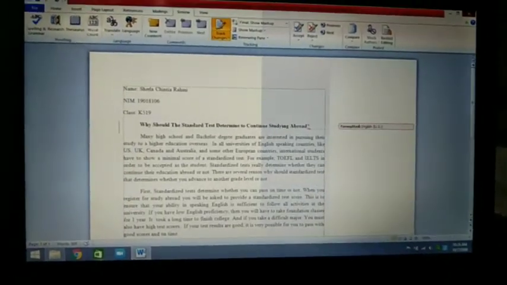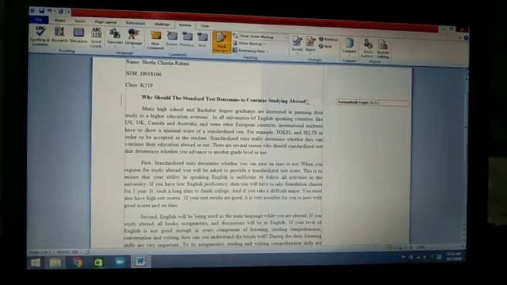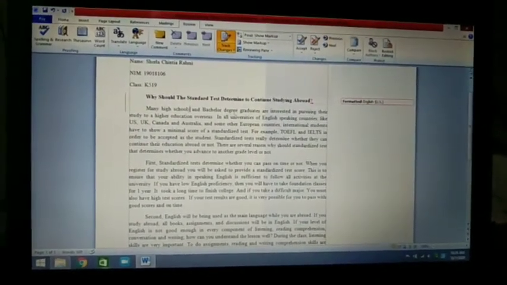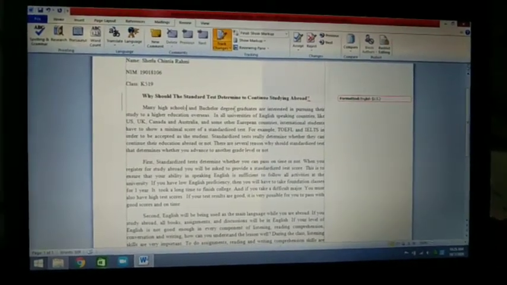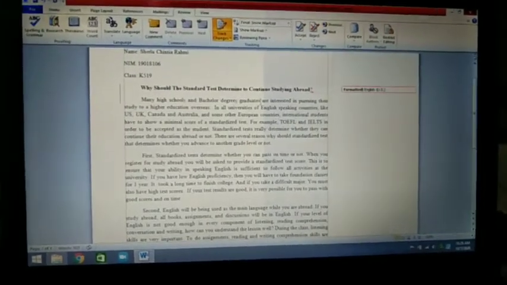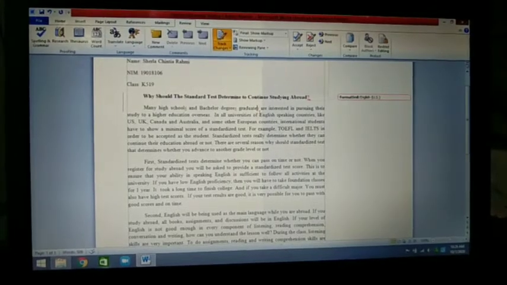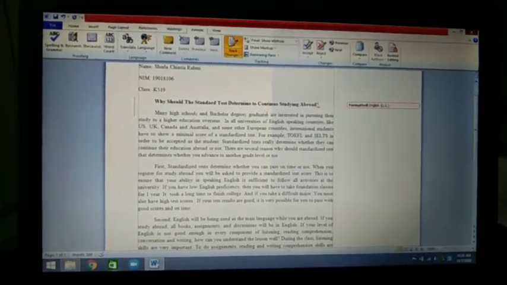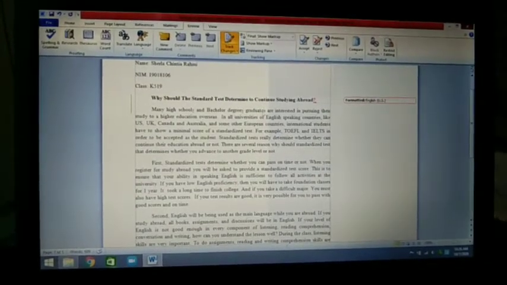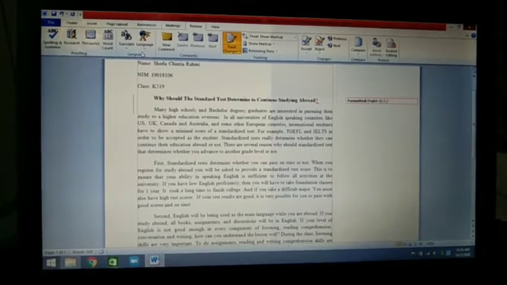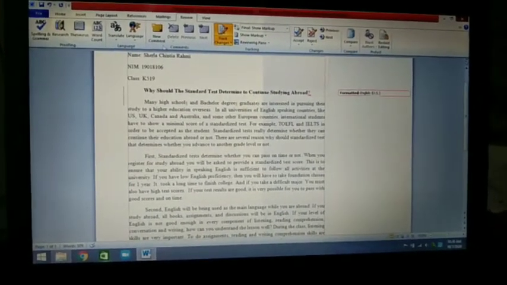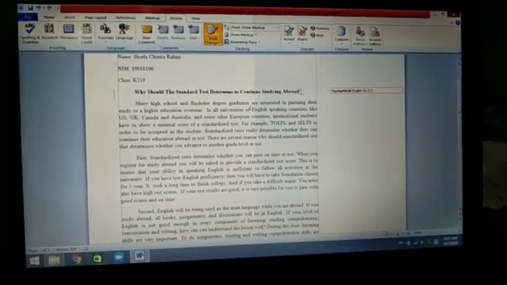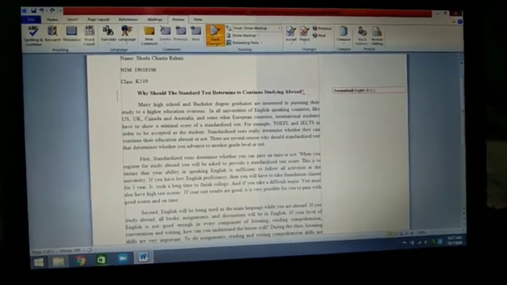Okay, let's continue. Many high school and bachelor degree graduates, high schools, this is plural. Many high school and bachelor degrees, so we don't need S. Many high schools and bachelor degrees graduates. Oh, I see, so the plural is graduates. Okay, I need to cancel. Many high school and bachelor degree graduates are interested in pursuing their study to a higher education overseas.